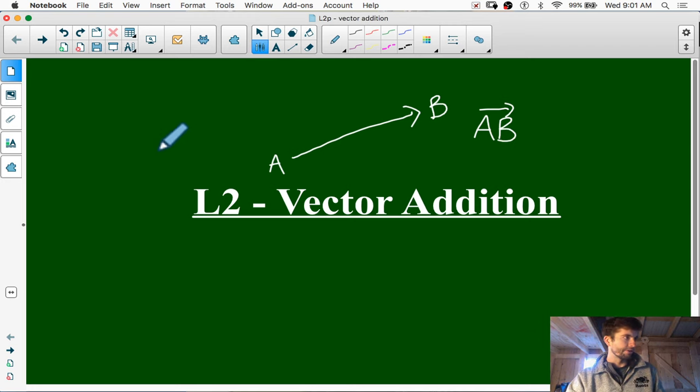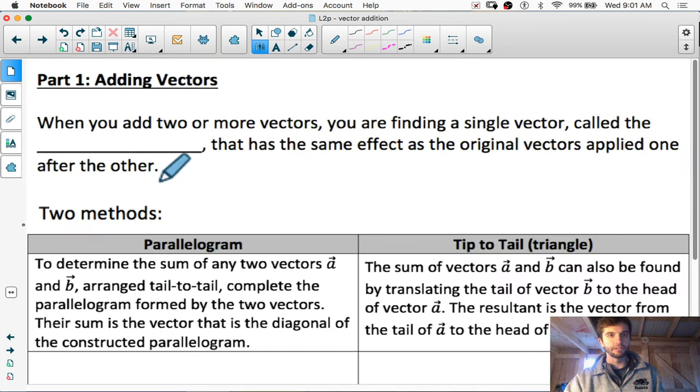All right, so let's get started with lesson 2, where we're going to add two vectors together. So in your lesson book, we'll go through this together and fill out the blanks as we go. When you add two or more vectors, you are finding a single vector called the resultant vector. So anytime you are adding vectors, the sum is called the resultant of the vectors. That has the same effect as the original vectors applied one after the other.